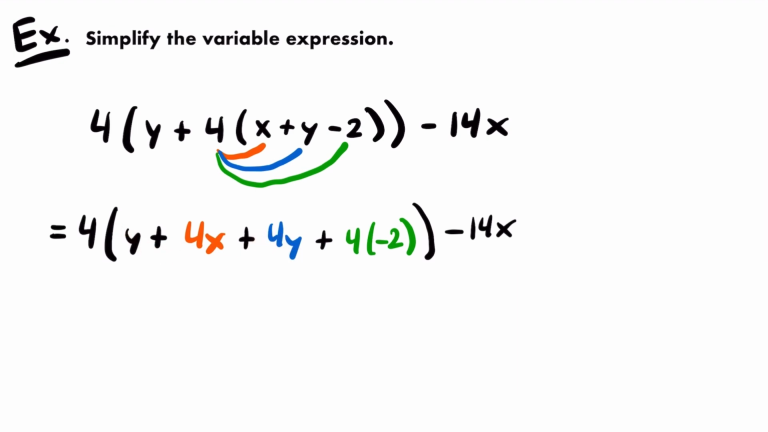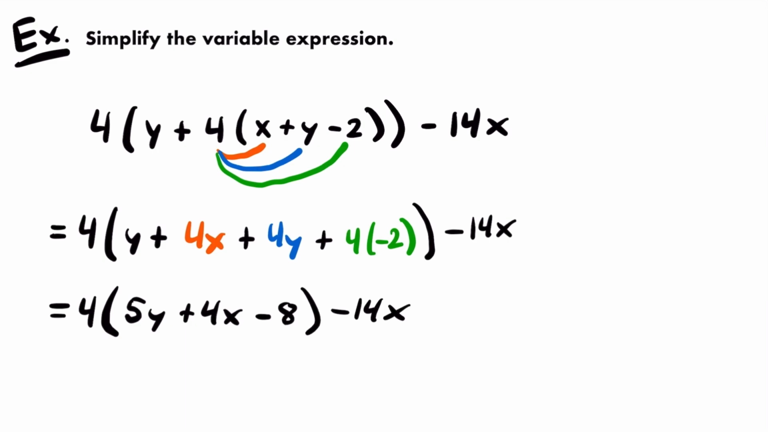We can combine those, add the coefficients. 1 and 4 would be equal to 5. So you could rewrite this to be 4 times 5y, and then you still have that 4x, and don't forget about 4 times -2, which would be -8. So we have -8, and then you're still subtracting 14x, but it's not inside those parentheses, okay? It's still on the outside. So we simplified what's in the parentheses to get this expression, which can't be simplified any further, but we can now use the distributive property.